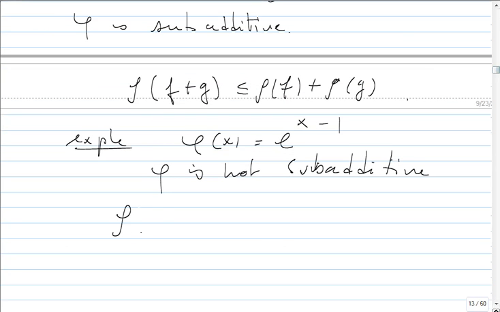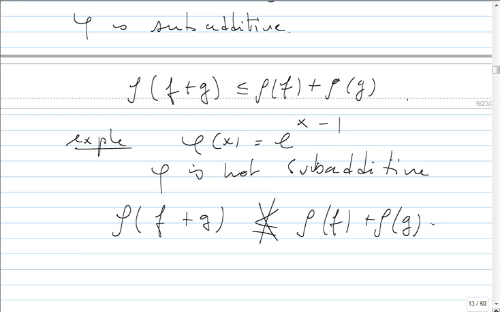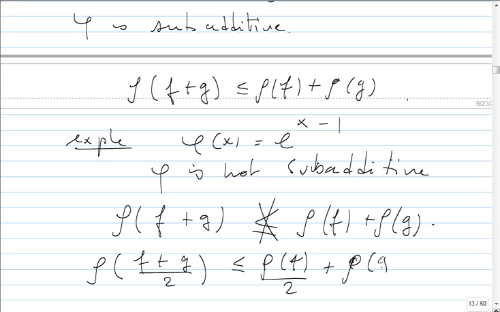So we will not have rho of f plus g less or equal than rho of f plus rho of g. But we do have something. We do have convexity. Rho of (f plus g) over 2 is less than or equal to rho of f over 2 plus rho of g over 2, because phi is convex. Now I use the convexity, right?